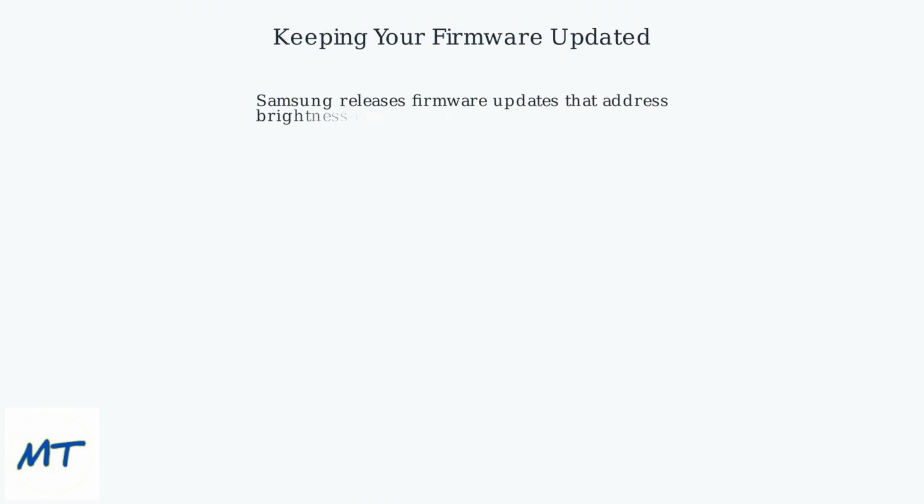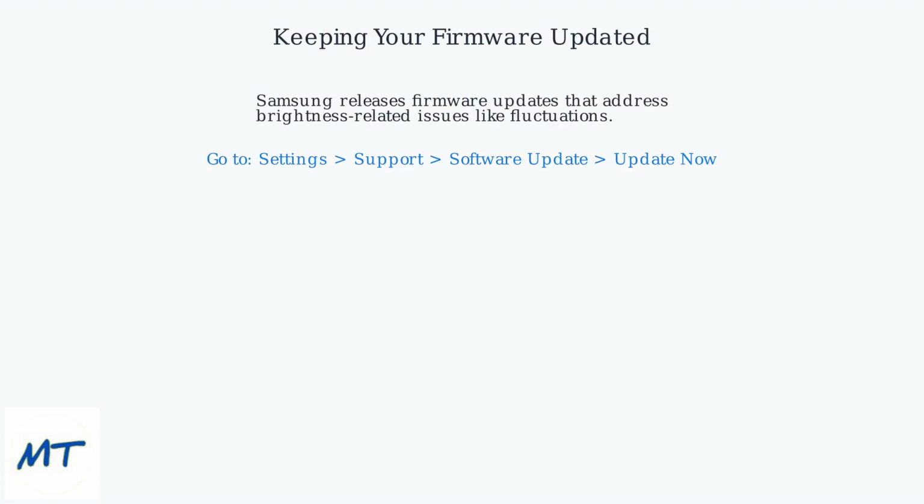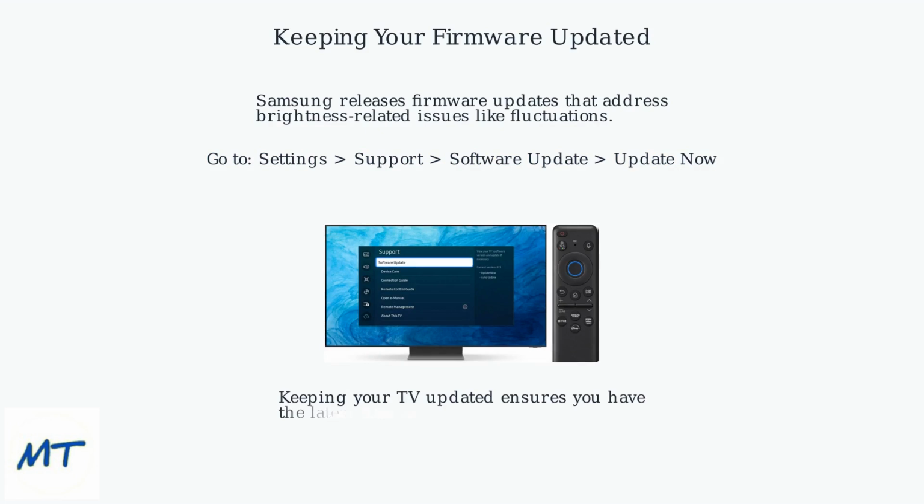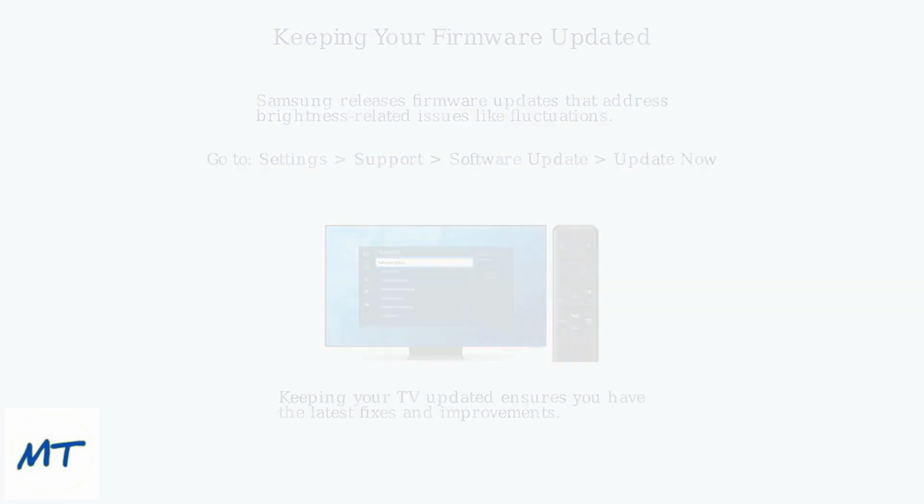Samsung regularly releases firmware updates that address brightness-related issues, such as adding brightness stabilization mode. To update, navigate to Settings, then Support, then Software Update, and select Update Now. This ensures your TV has the latest fixes and improvements.